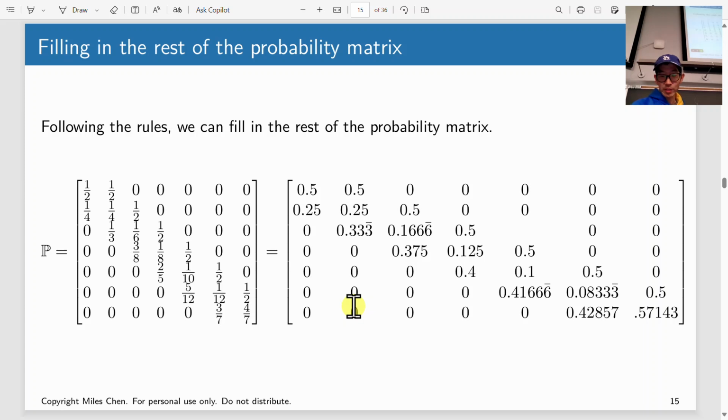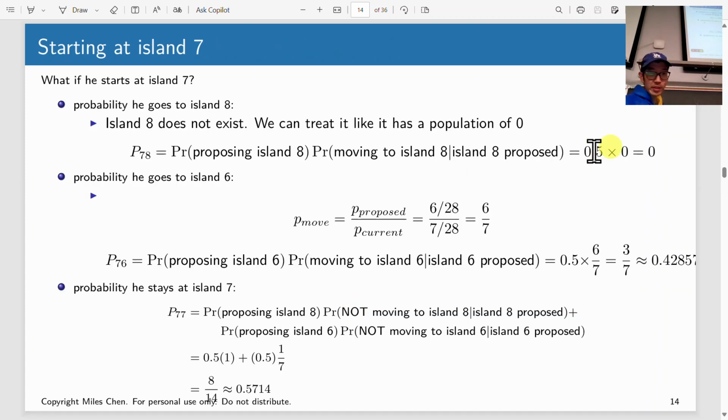Oh, that was starting at island 7. Okay, here we go. Starting at island 7, the probability he goes to island 6 is going to be 3 over 7. 0.5 times 6 over 7, 3 over 7.